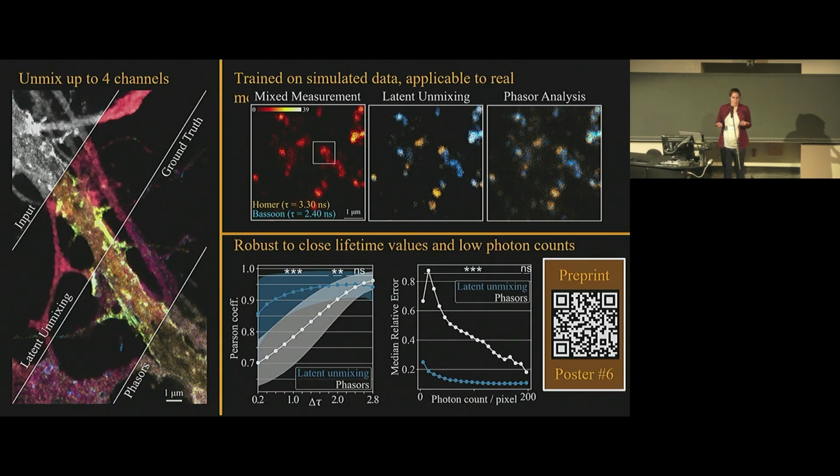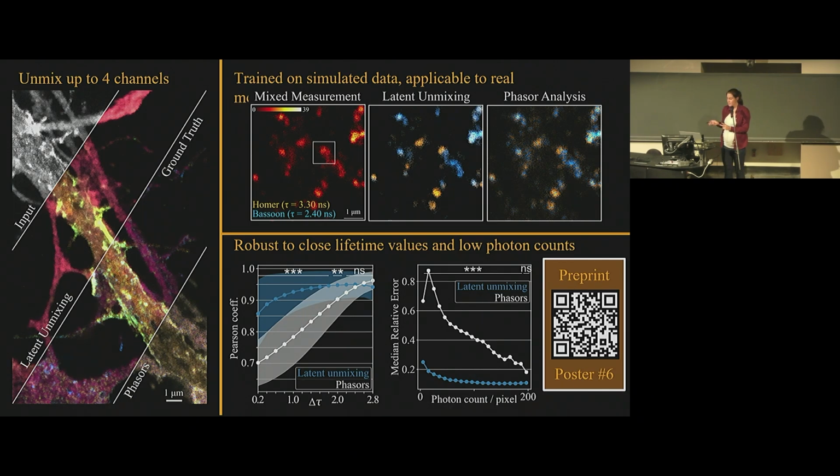So I have a lot of results to show, so if you want to come see them at my poster, but these are the key results. The first one being that we can unmix up to 4 channels, so we can image up to 4 proteins at once, which was not achievable with the state-of-the-art, which is the phasor method that we show here at the bottom right.